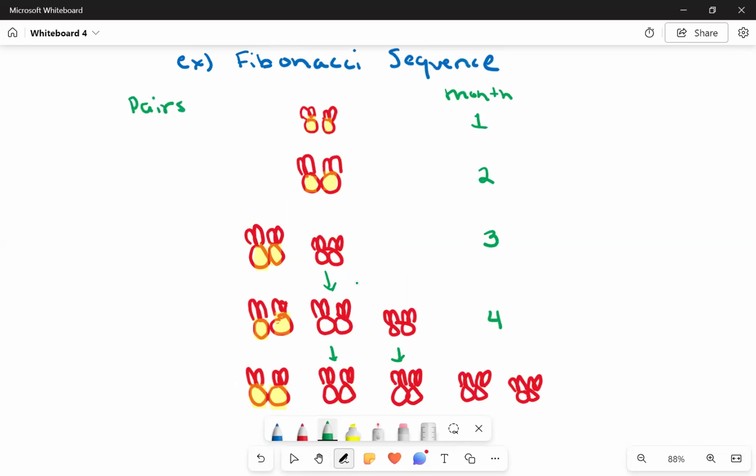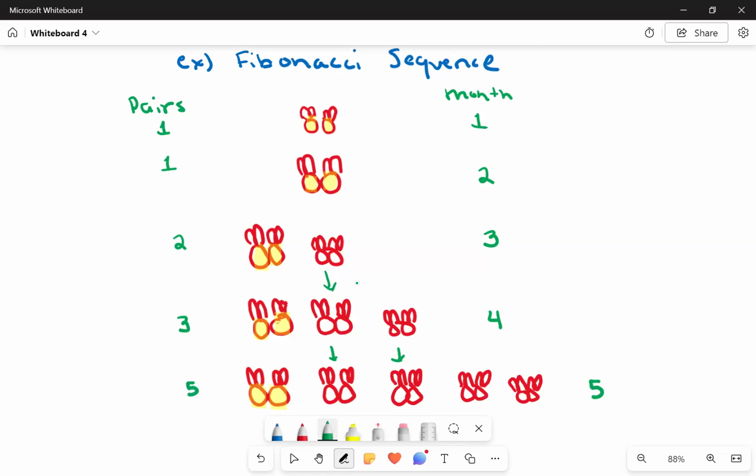So in month 1, we had 1 pair of baby rabbits. And then in month 2, that same pair of baby rabbits grew up. And then by month 3, they were able to finally have some babies themselves. So we have 2 pairs of rabbits in month 3. So month 1, we have 1. Month 2, we have 1 pair. Month 3, we have 2. Month 4, we have 3 pairs. And then by month 5, we have 5 pairs.